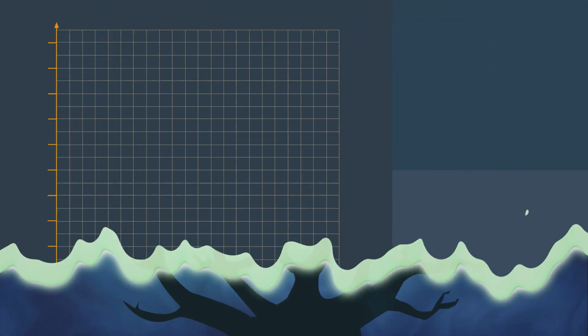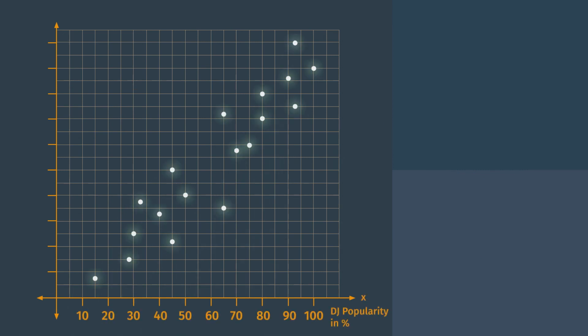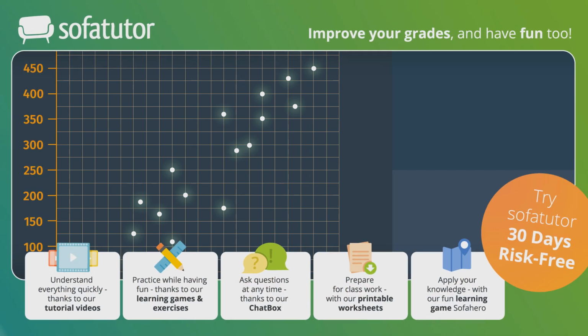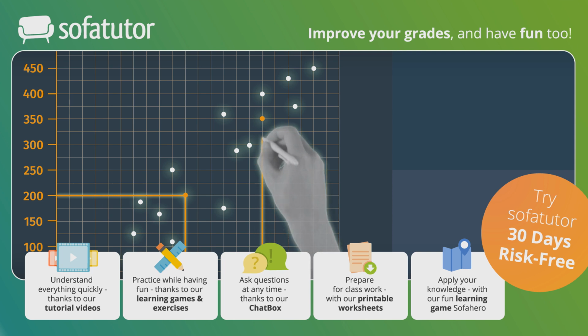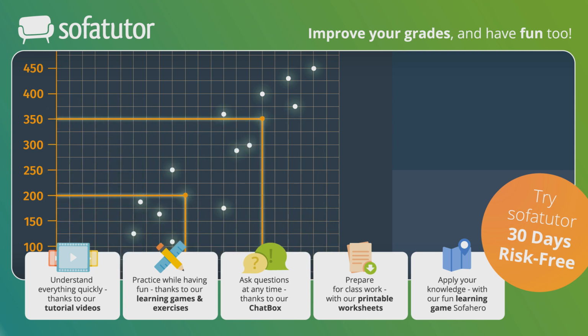On a Cartesian plane, scatter plots are used to show the relation between variables to identify trends. Take a look at this scatter plot. It shows the relation of the popularity of a DJ to the number of guests attending a party. For example, a DJ with a 50% popularity rating had 200 guests in attendance, and a DJ with a popularity rating of 80% had 350 guests. The graph indicates a trend. The more popular the DJ, the greater the attendance at the party.